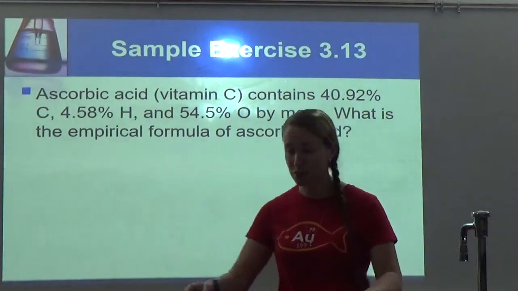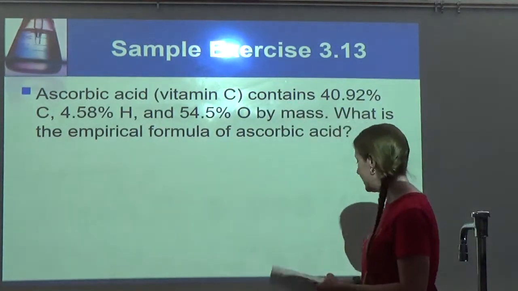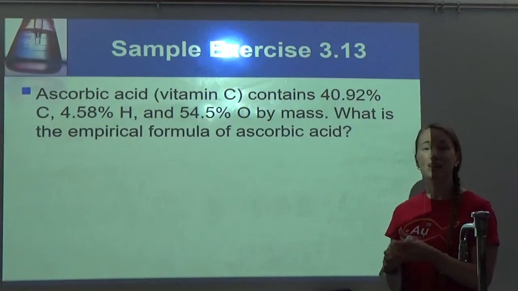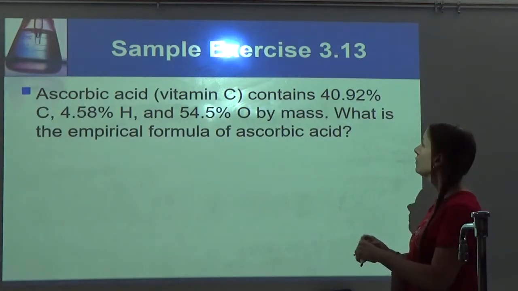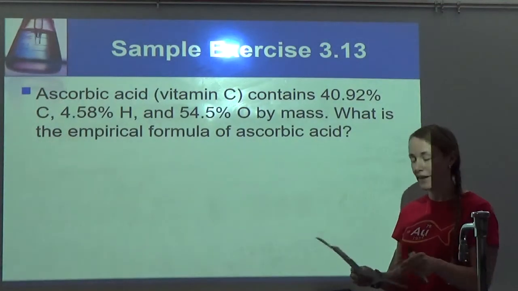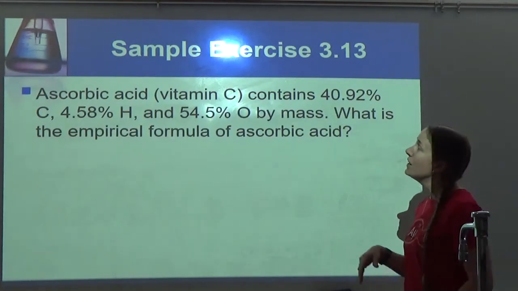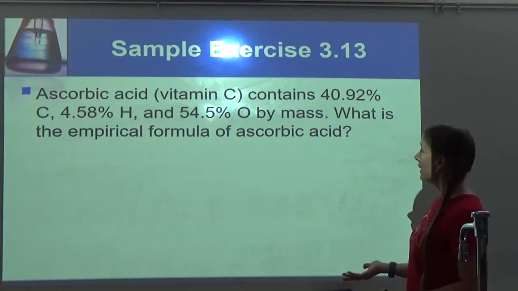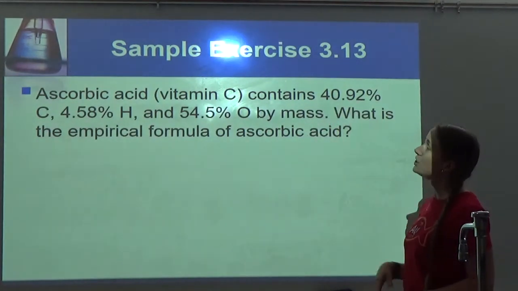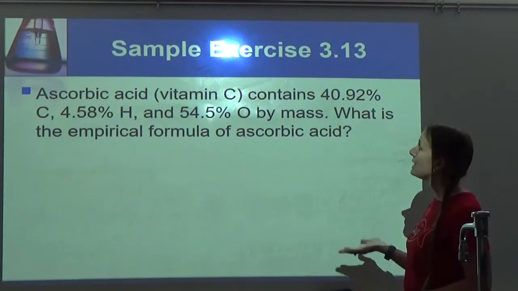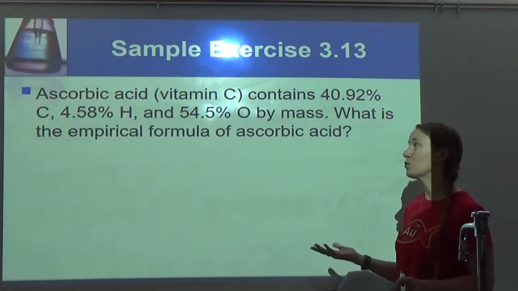So let's go ahead and jump in. And again, we've already done these before. So if you want to go ahead and try this first one, you can pause the video, but I will assume that you've done that. All right, so we have ascorbic acid, which is just vitamin C, contains these percentages of carbon, hydrogen, and oxygen by mass. What is the empirical formula of ascorbic acid?